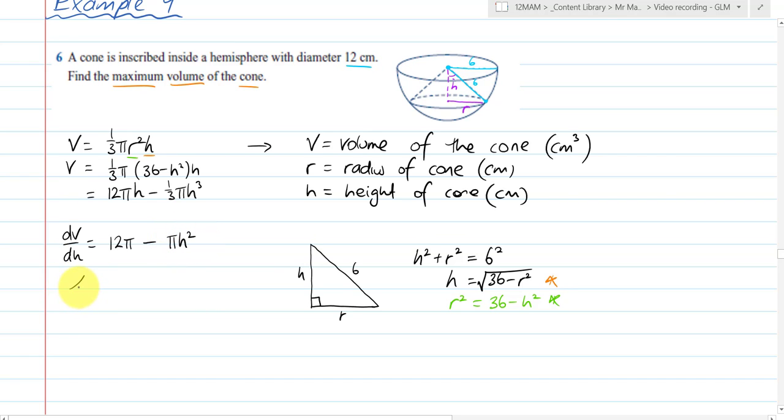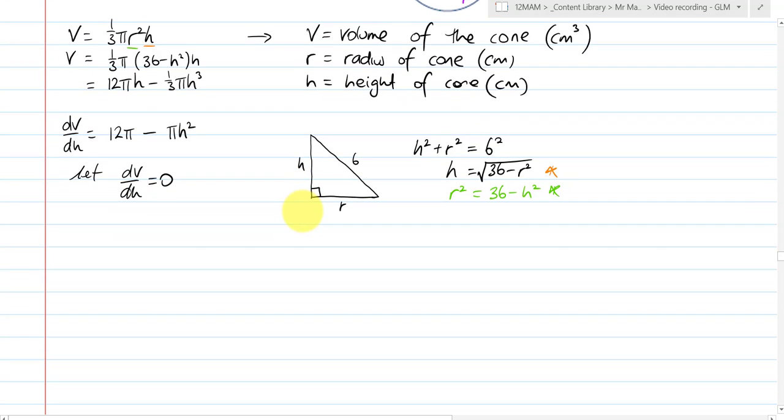Now I'm going to let dV/dh equal 0. I want the gradient to be 0 to get a minimum or maximum, and therefore 12 pi minus pi h squared equals 0. Pi h squared equals 12 pi. h squared equals 12, and h is equal to 2√3. So I've got a value for h now.